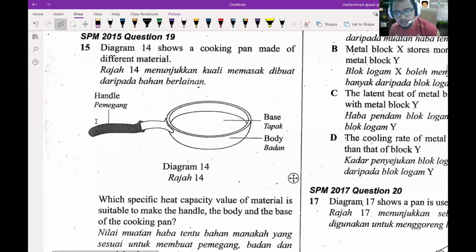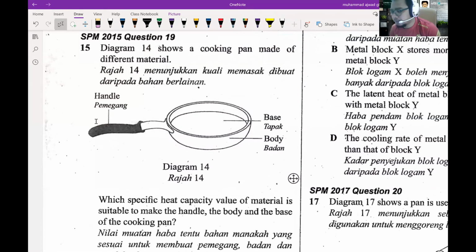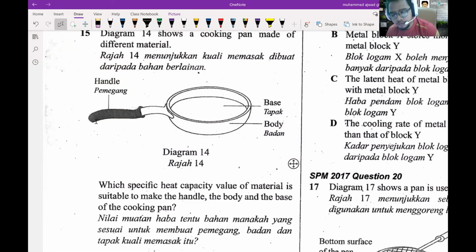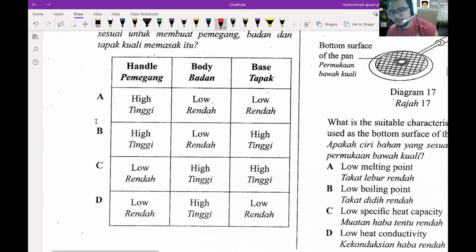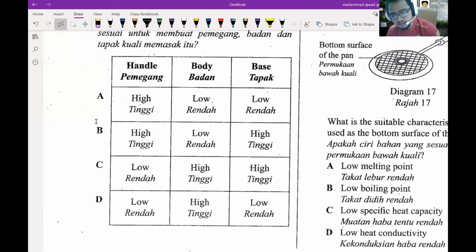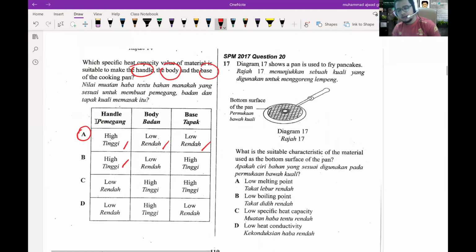Okay, next one. Masih lagi cooking pan. Which specific capacity value of material is suitable to make the handle, the body, and the base? Okay, handle, body, and base. Okay, handle. High or low specific heat? High. High, body and base both kena low. So jawapan dia A. Okay. Right. Masih lagi pen. Tengok belakang pun soalan pen lagi.